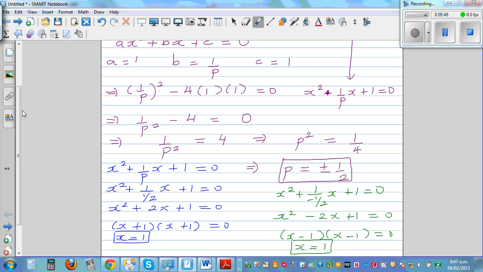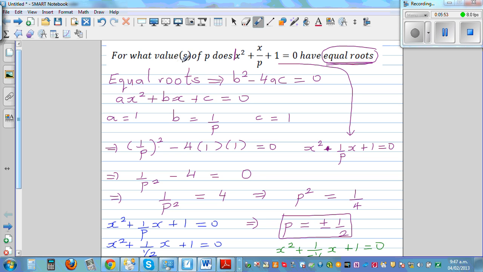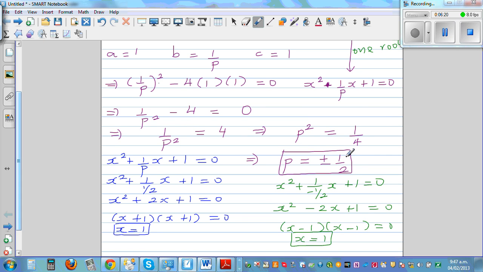So let us go back and understand the question. What did it say? For what values of p does this equation have equal roots? Equal roots means the same root, or even simpler, it means it has only one root. So this is what it means: p can be half or p can be negative half.